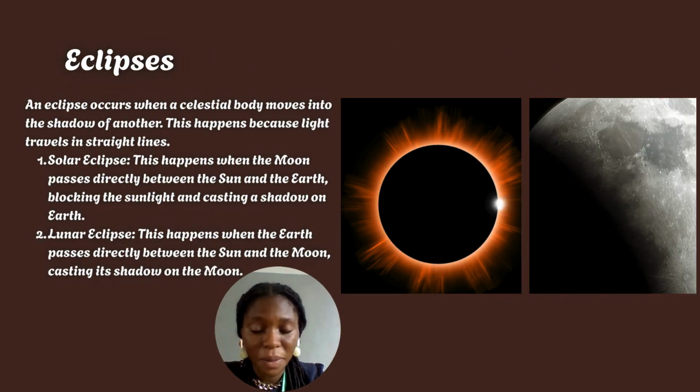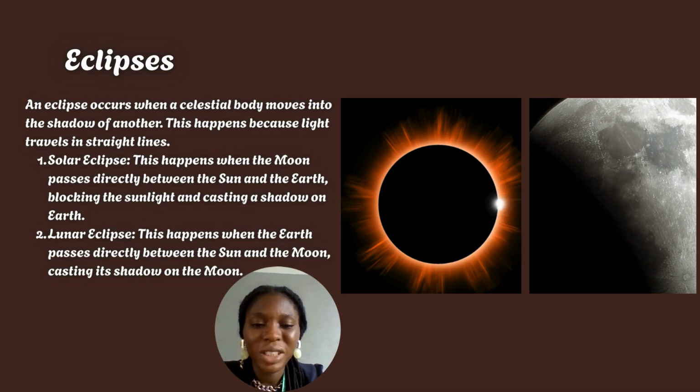Now, moving on to the last outline for this lesson, an eclipse. An eclipse occurs when a celestial body moves into the shadow of another. I've earlier explained that an example of a celestial body is the moon, another example is the star. So, when they block themselves, eclipse occurs. Now, there are two kinds of eclipse. We have solar eclipse and lunar eclipse.